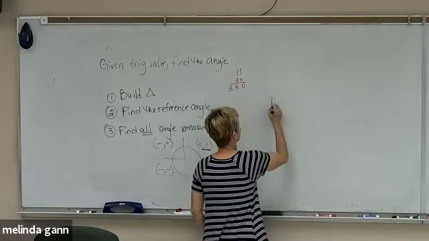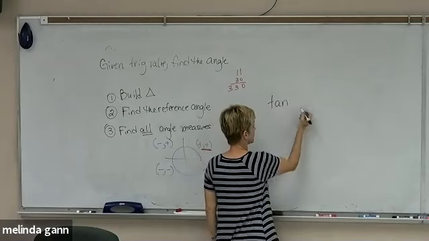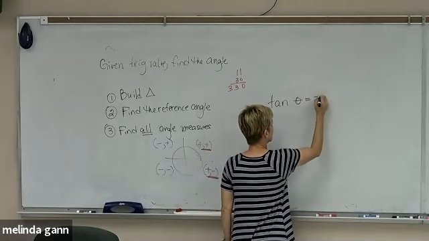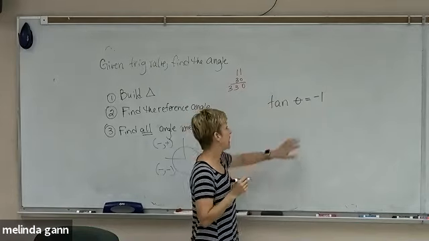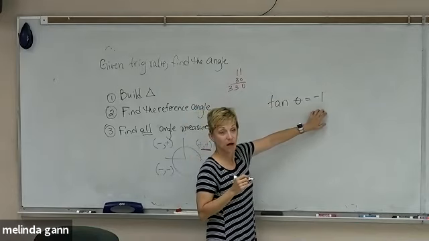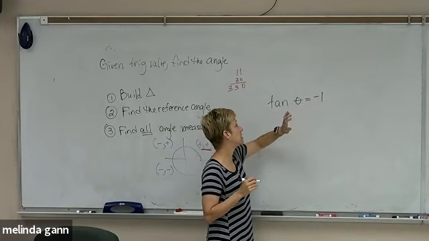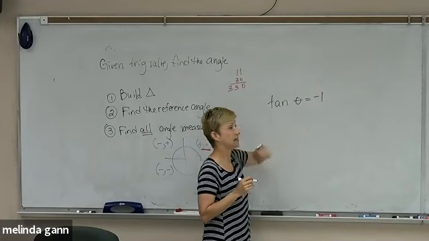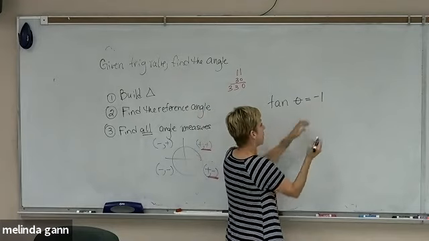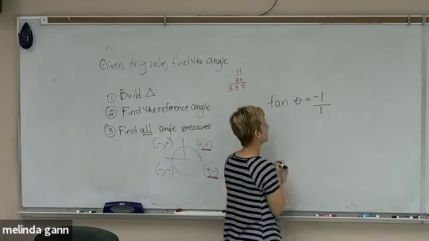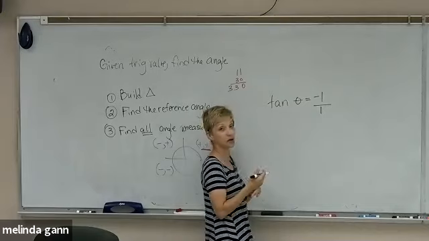Okay. The tangent of some angle is a -1. Now, first of all, I need a fraction. Okay, how can you make a -1 a fraction? Can't you always put it over 1? I tell you what, let's do it like this.